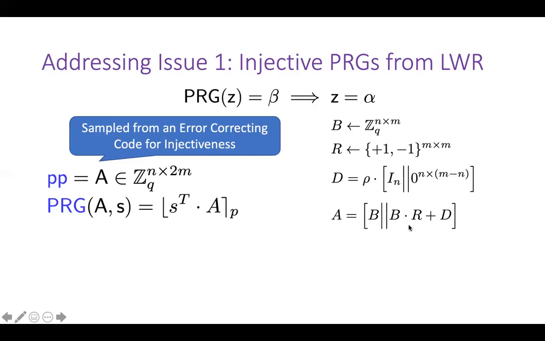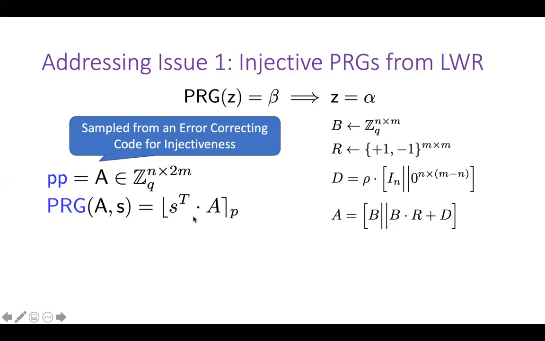And by leftover hash lemma, you can actually prove that the distribution of matrix A is statistically close to uniform. And now let's see if this matrix A actually forms an error correcting code and if we can prove this construction to be injective. Basically, what we want to prove is, given any two inputs, S1 and S2, their PRG outputs don't collide with each other.